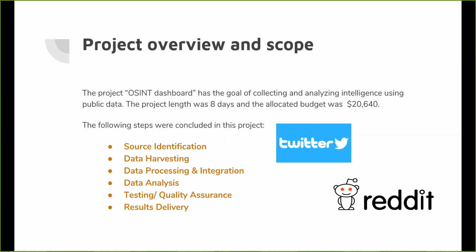The project overview and scope. The project of the OSINT dashboard has the goal of collecting and analyzing intelligence using public data. The project length was 8 days, and the allocated budget for this project was $20,640. The following steps were concluded in this project. We identified a source, then data harvesting was done. Data was then processed and integrated, analyzed. We then did some testing and quality assurance, and are able to present those results now in this presentation.